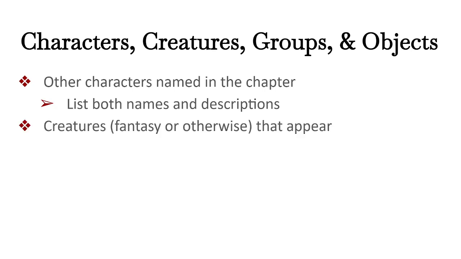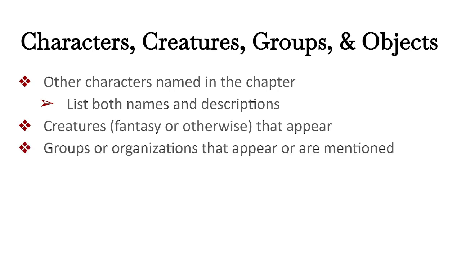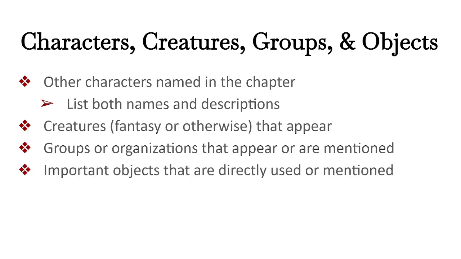I keep track of any creatures, fantasy or otherwise, that appear. Again, I write fantasy, so this is very, very useful for me to keep track of which magical creatures are showing up in the chapter and what they look like and how I describe them. I keep track of groups or organizations that appear or are mentioned. It's very useful to keep track of those names and who's involved in those groups as well. I also list any important objects that are directly used or mentioned. If my character is handed a book or given money or something else important happens, I want to keep track of those things, and it's very useful to know when those things showed up in my story.